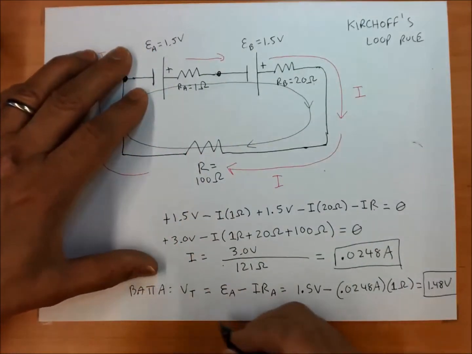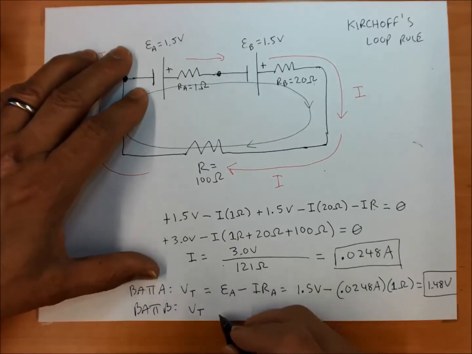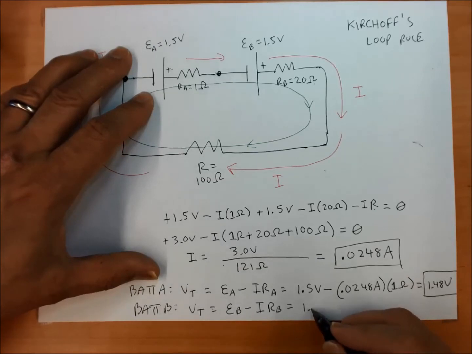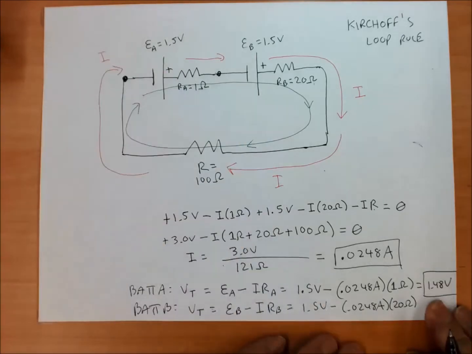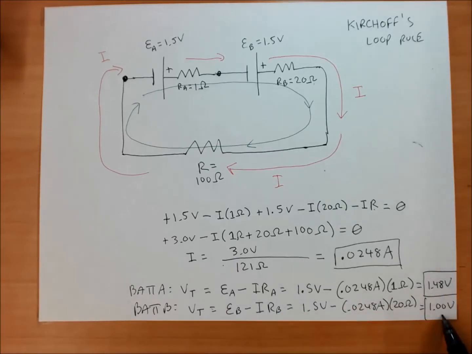And I can do the same thing for battery B. Battery B, V terminal, is the electromotive force for B minus I times R sub B, which is 1.5 volts minus 0.0248 amps, but this time it's going to be 20 ohms of internal resistance because it's an old battery. And when I work that out, I get 1.00 volts. That's quite a bit of drop from the 1.5 volts that the battery had probably when it was new.